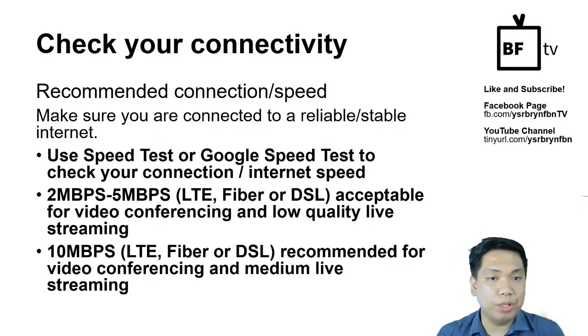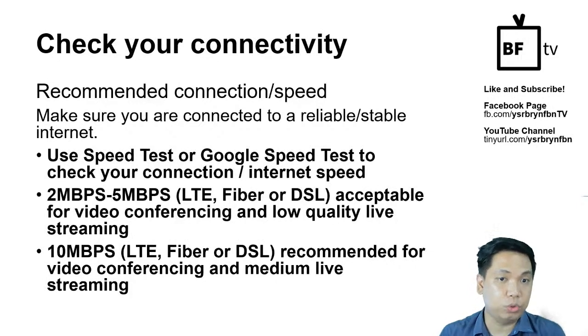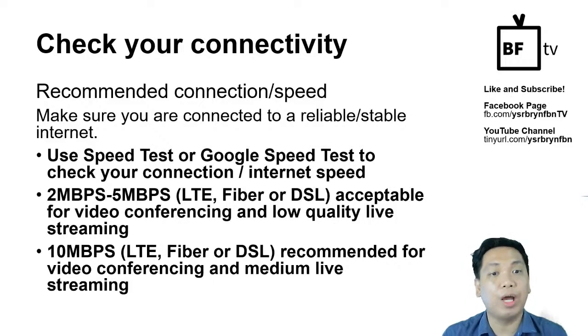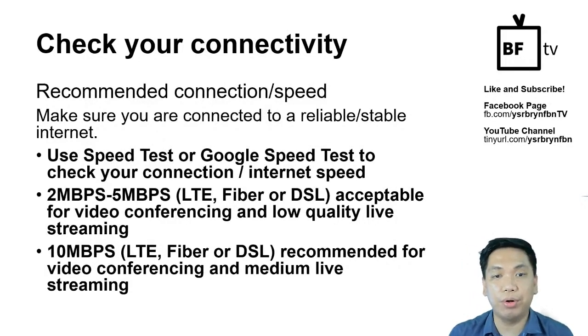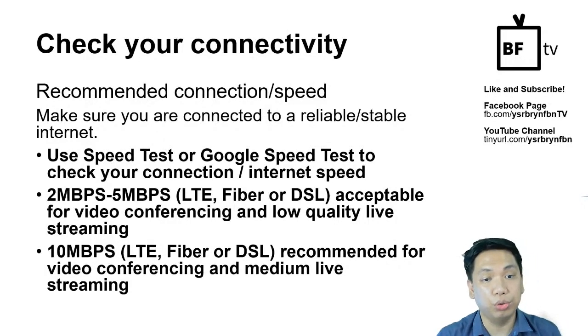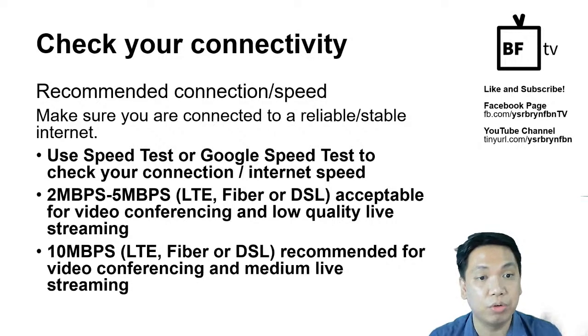So you can use Speedtest or the Google speed test website to check your connection and internet speed. Normally 2 Mbps to 5 Mbps using LTE, fiber, or DSL is already acceptable. You don't need to buy a very, very expensive one. It is acceptable for video conferencing and low quality live streaming. Like this, what I'm doing right now is a live stream of the video.